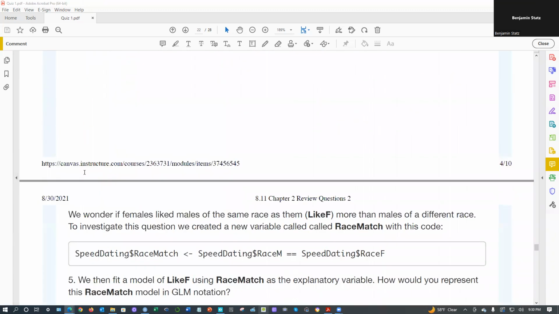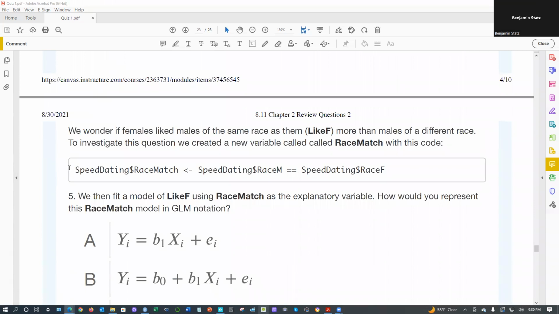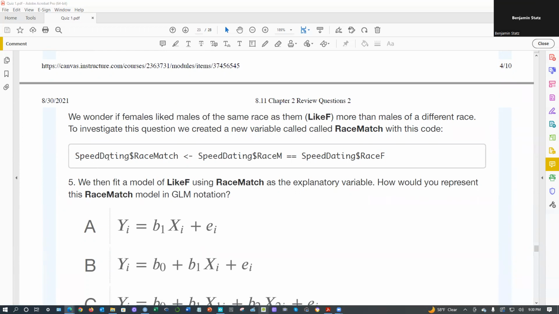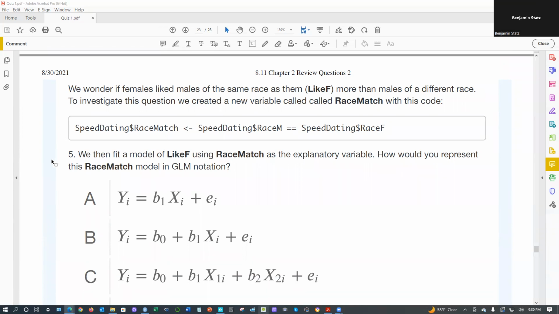We would wonder if females like males of the same race more than males of a different race. To investigate this question, we create a new variable called race match with this code. Go to the speed date data, race sim equals female race to male race. We're going to call that one race match. That race match will be utilized in order to explain like F. We will then fit a model of like F using race match as the explanatory variable. X variable, Y variable.